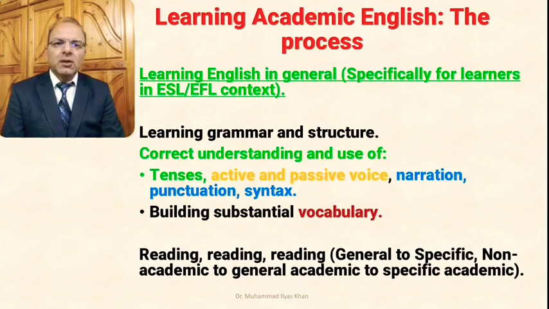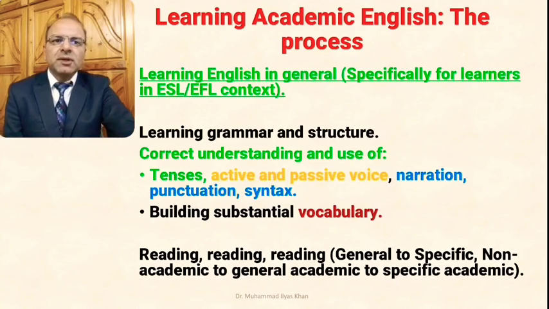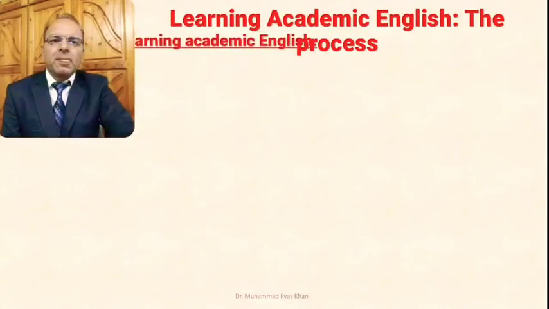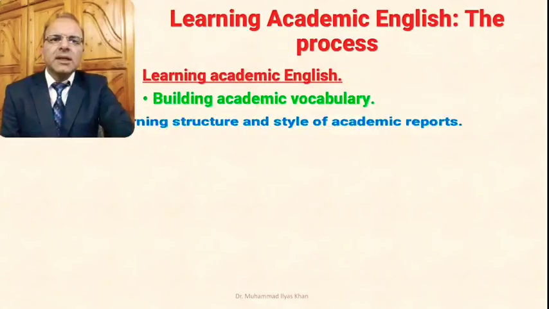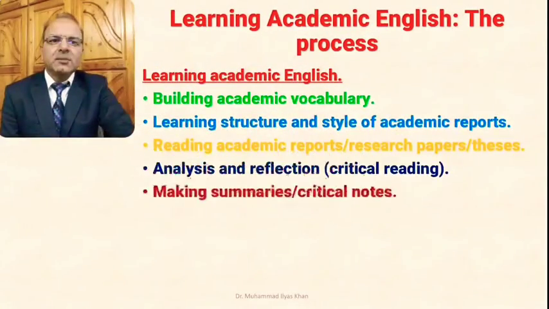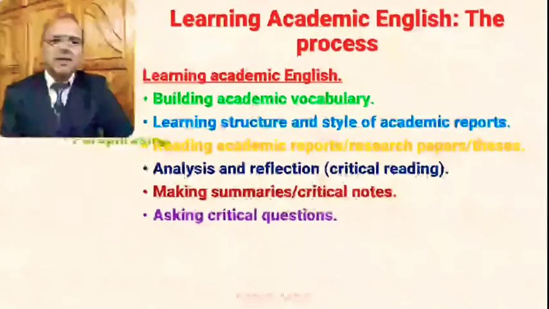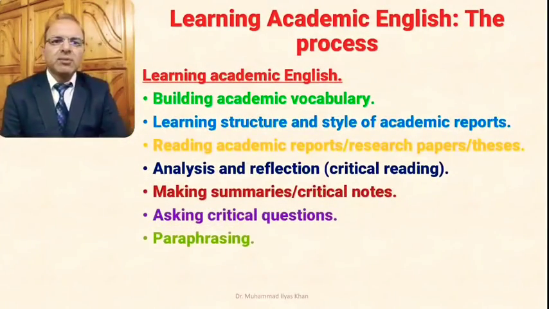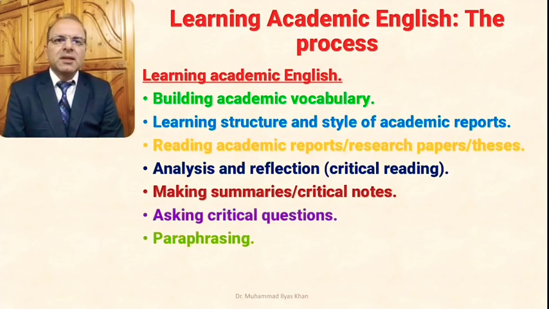So reading a lot and going from general reading to specific academic reading is an important process in the process of learning academic English. Now, based on the learning of the general English language, one can then move on to the more specific learning of academic English. And this actually includes building academic vocabulary.